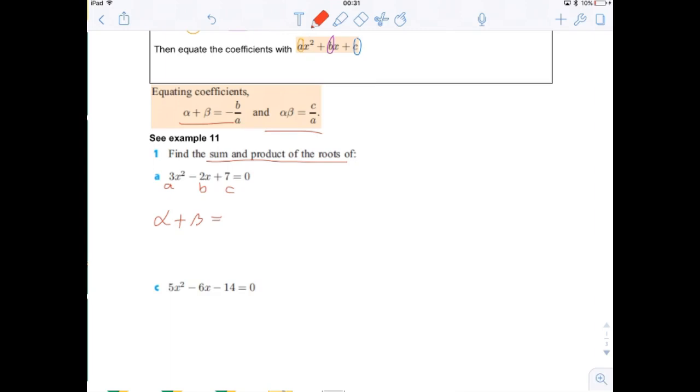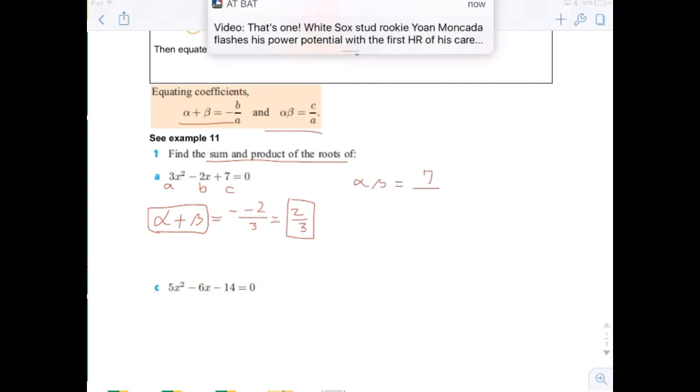So negative b over a would be negative negative 2 over 3, which is equal to 2/3. Okay, so alpha plus beta is equal to 2/3. The other thing we know is that alpha beta is equal to c, which is 7, over a, which is 3.